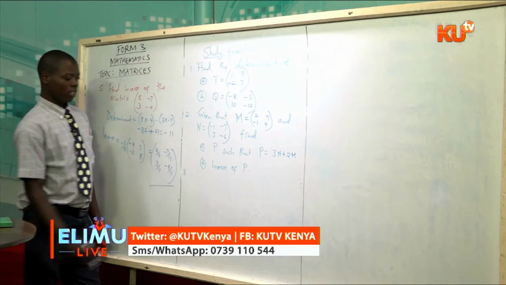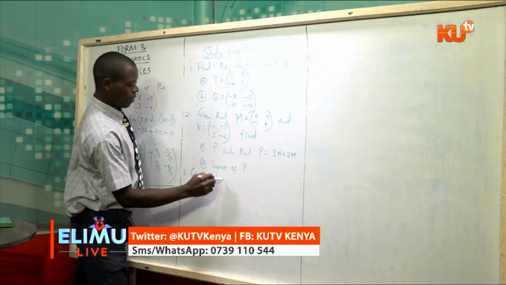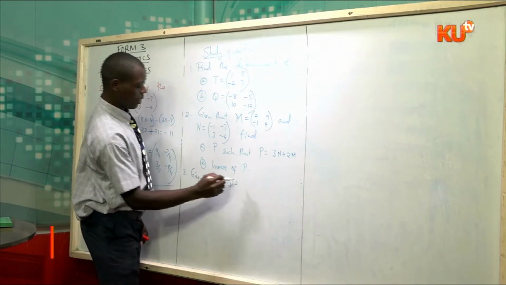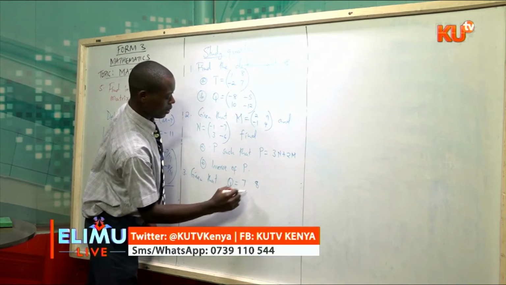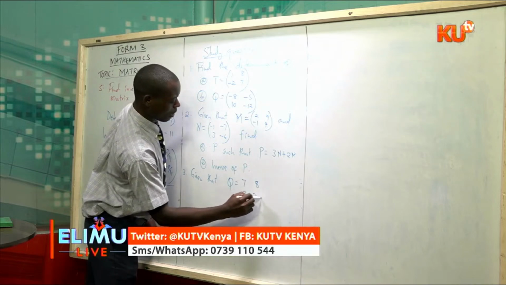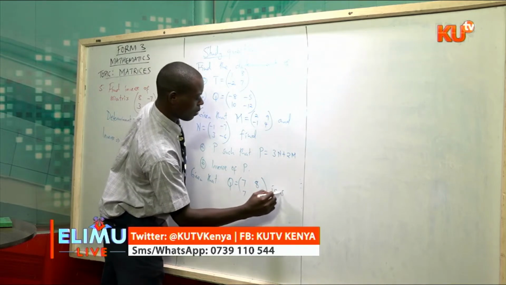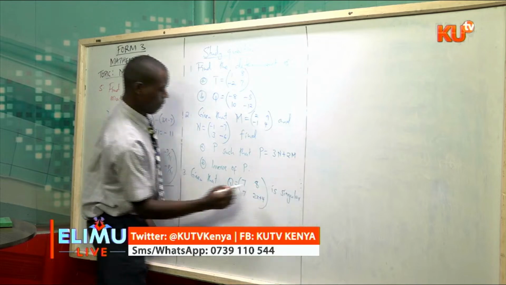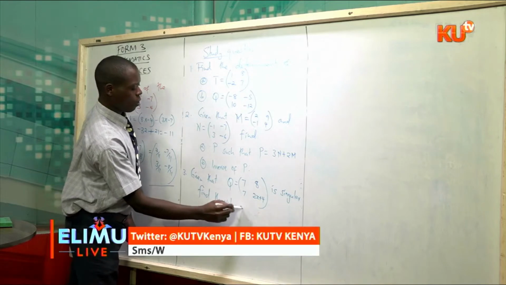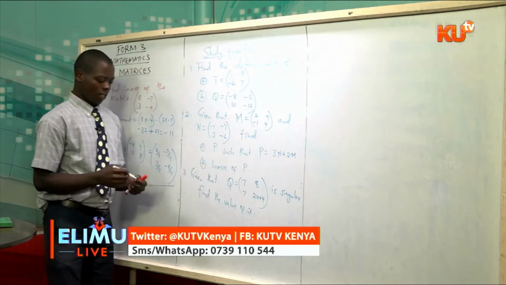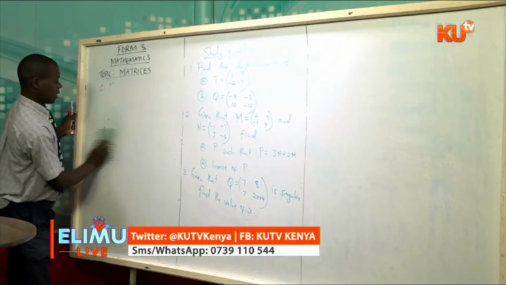And number 3, students, this will be your work again. You are told, given that Q is a matrix 7, 7, 8, 7, 2x plus 4. Given that the matrix Q is singular, find the value of x.